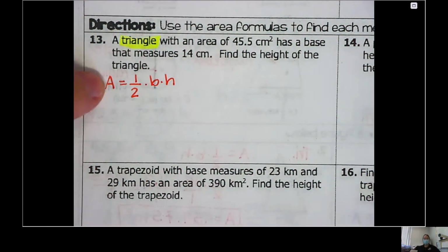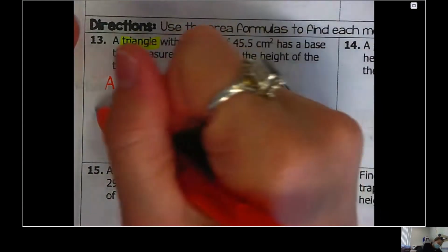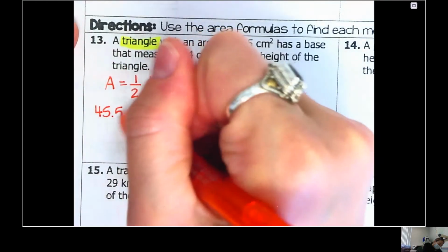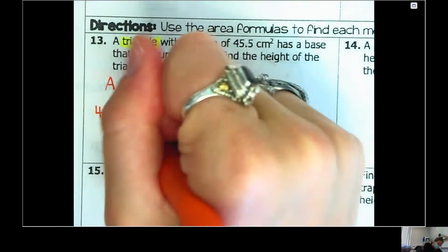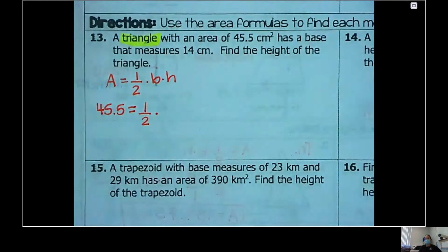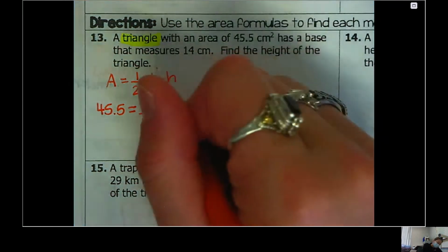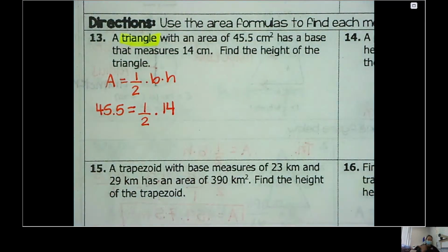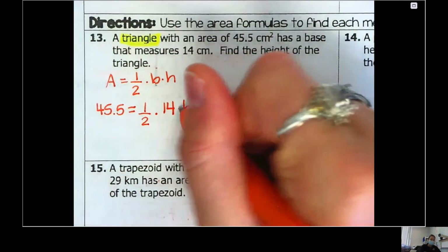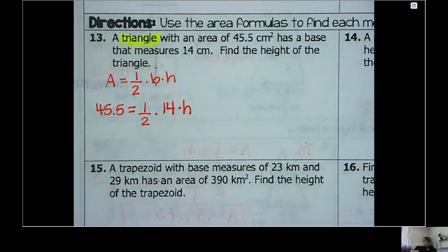So, do you know the area? Yes, it's 45.5, so plug it in. Equals, keep the 1/2. What is the base? 14. And then what's the height? I don't know it, so I'm just going to leave it as times h. Now, essentially, this is just an algebra problem, and you're going to solve for h as though it was just like an algebra problem with an x there. So what do you think you would do first?